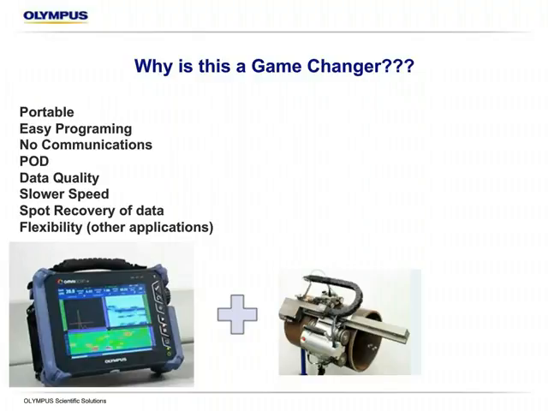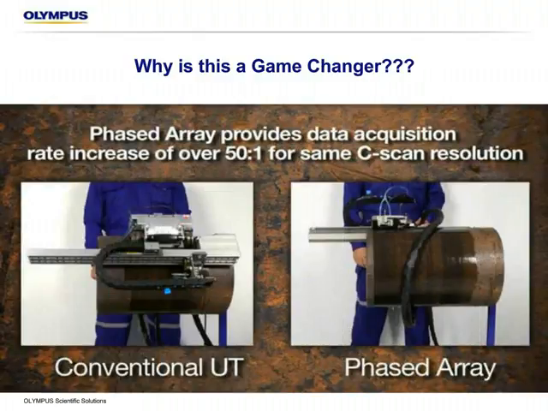So we did a few tests between our OmniScan on the UT side and our OmniScan on the phased array side, and we basically mimicked the setup on both. On average, for a typical application, setting them up for the same pipe, we see a data acquisition rate increase of 50 to 1, even though we typically can move at a slower speed with the phased array.